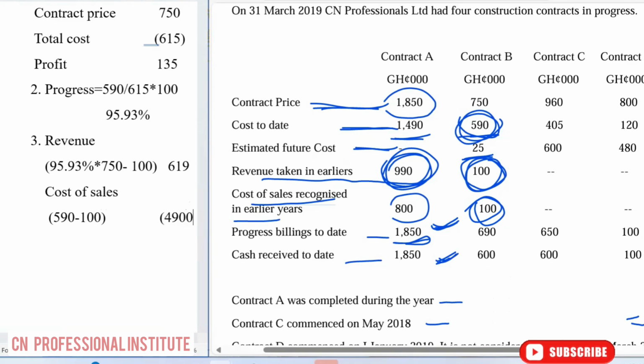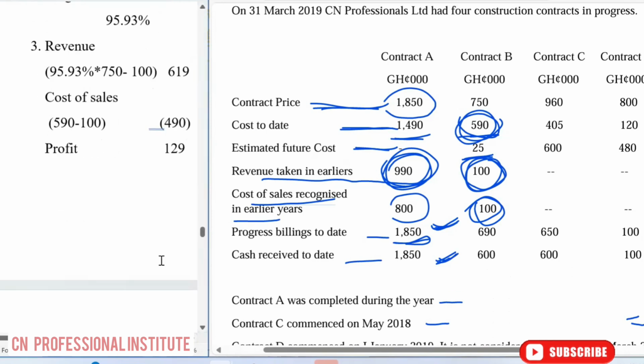So 490 is the cost of sales that we have to record, and then we deduct, and we get a profit of 129. So this is the profit that we have to record in our books. Then let's go and look at the statement of financial position.